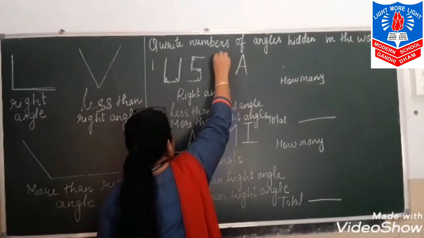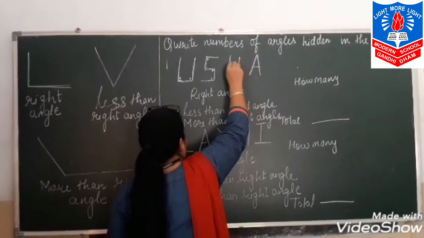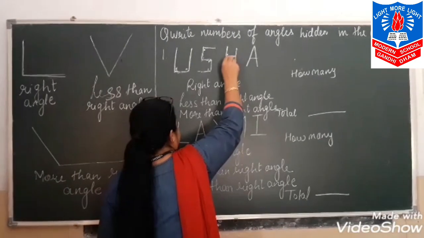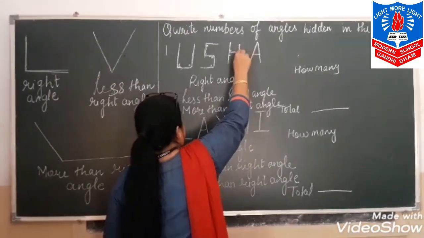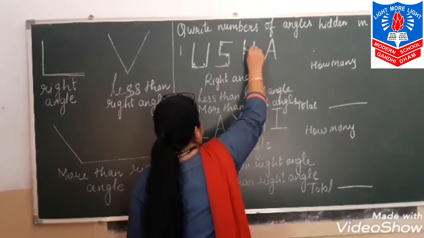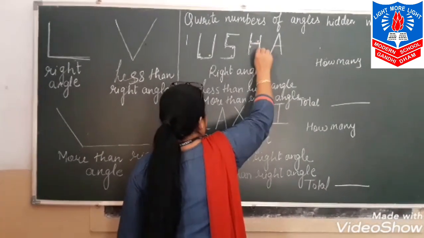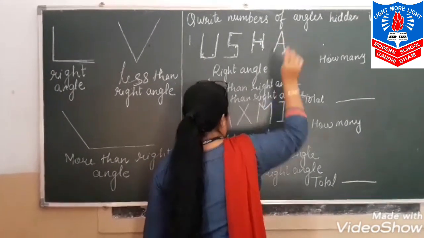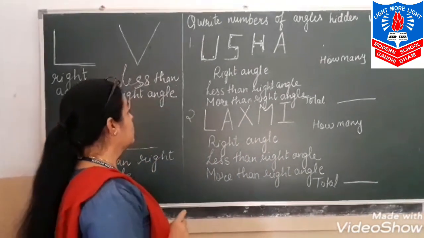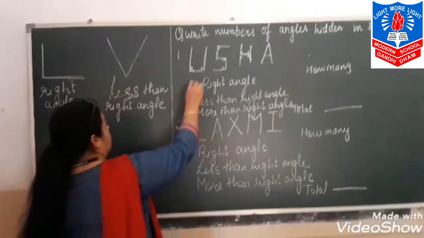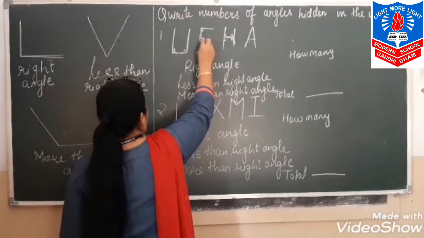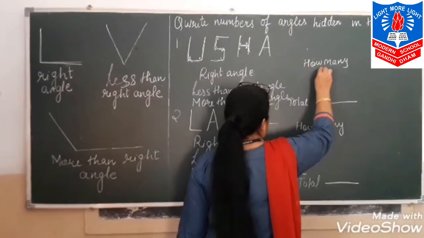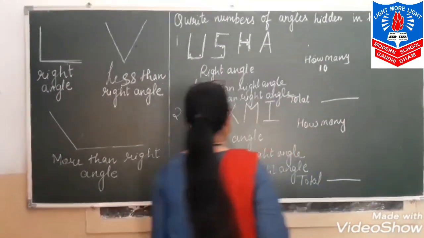Here is edge. See, here to here, 1 right angle. L shape. Here to here, L shape, second right angle. This side, here to here, L shape, right angle. Here to here, L shape, right angle. Here is a V shape, so there is no right angle. So how many right angles now? Count it. 1, 2, 3, 4, 5, 6, 7, 8, 9 and 10. So here are 10 right angles.